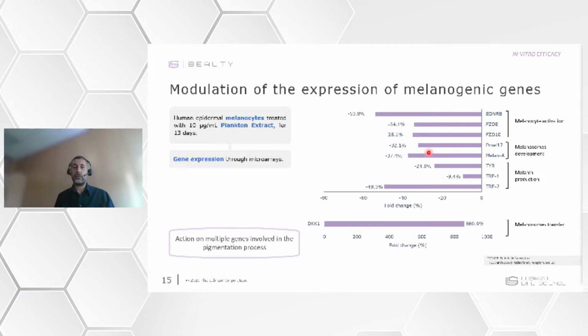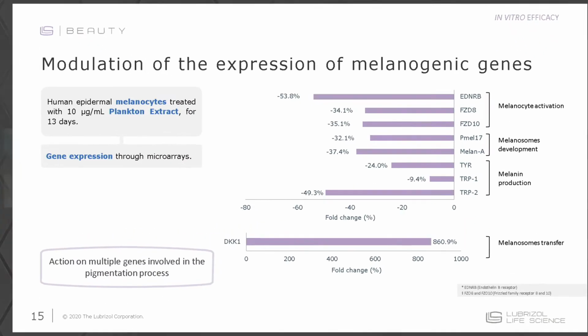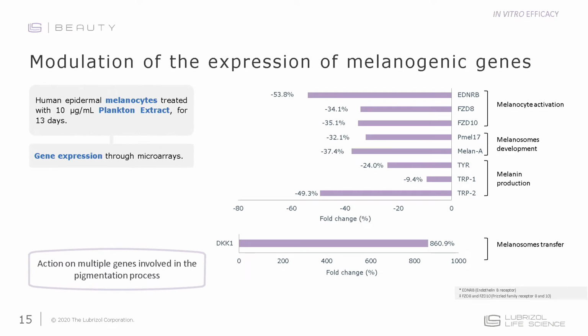What we did was to take some human epidermal melanocytes in cell culture, and we added 10 micrograms per milliliter of plankton extract during 13 days, repeating the treatment on days 3, 6, 8, and 10. And finally, through microarray, we analyzed the different genes that were expressed in these melanocytes after the incubation with the plankton extract.